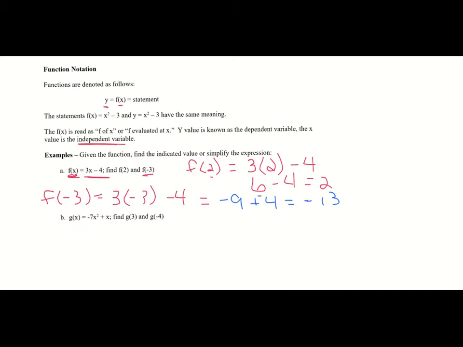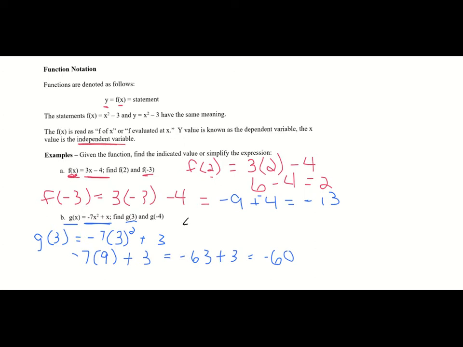Let's look at b. So we have g of x. The function g at x is equal to -7x squared plus x. And they want me to evaluate g of 3. So again, I'm going to plug in the 3 wherever there's an x in that equation. So I'm going to do -7 times 3 squared plus 3. And now I'm going to have -7 times 9, because 3 squared is 9, plus 3. So -7 times 9 is -63, plus 3 will give me -60 for my final answer.